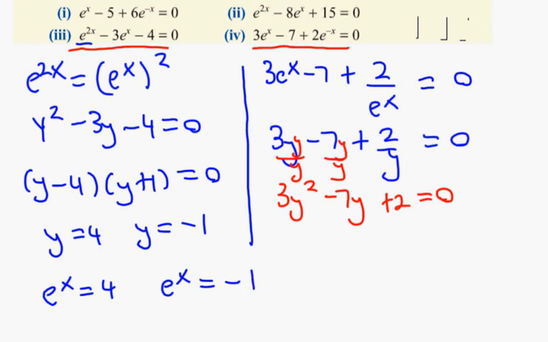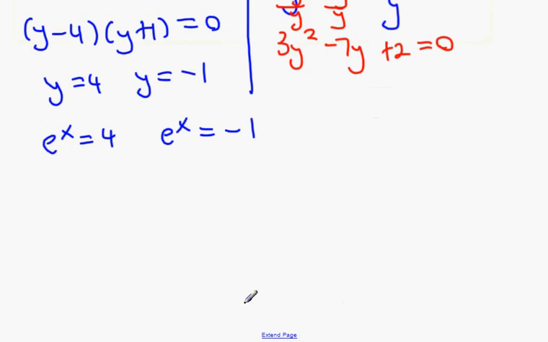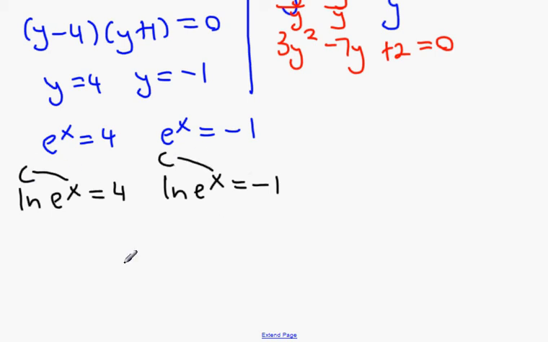How do you free up the x again? I did it a matter of 2 questions ago. I put log on both sides. And when I put log on both sides, it frees up the x as the power. And we get x ln e. Oh, sorry, I made a mistake there. I forgot to put ln on the other 2 sides. It should be ln 4 and ln minus 1.